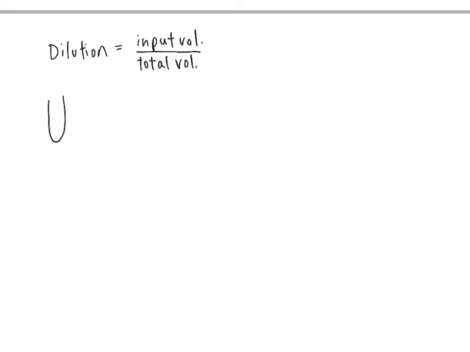So for example, say you have an original stock culture of bacteria that you want to dilute 1 to 10. The easiest way to do that is to take out 1 mL and add it to 9 mL of some diluent. In class, we use sterile saline. So 1 mL is your input, and your total volume is 1 plus 9. That's going to give you a 1 to 10 dilution.